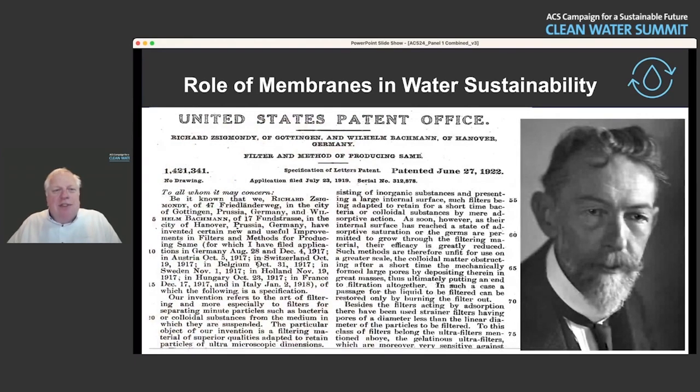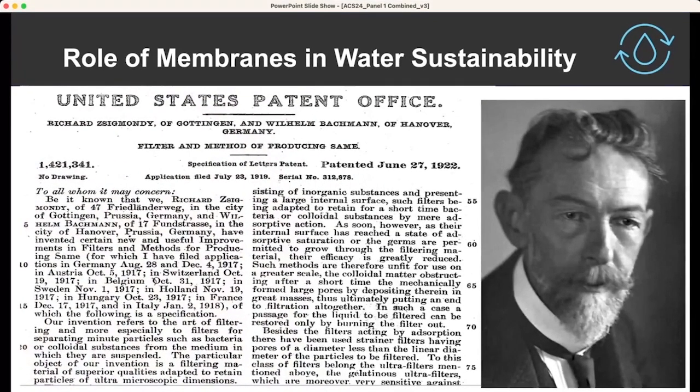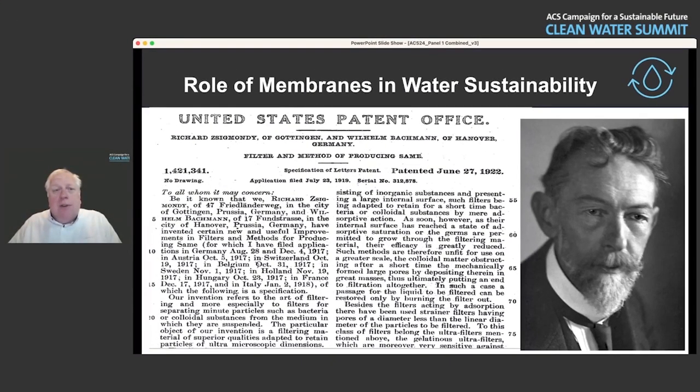So just a tiny history. I found it interesting that in 1922, Richard Zsigmondy from Göttingen actually was awarded a patent in the United States for a microfiltration membrane. Now, this is far different than what we had today. But Zsigmondy went on to win the Nobel Prize in 1925 for his work on colloidal materials, which became a form of microscopy that he developed, which is able to characterize particles, or today we can think of this maybe as turbidity. Next slide.